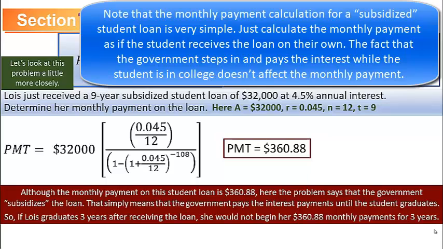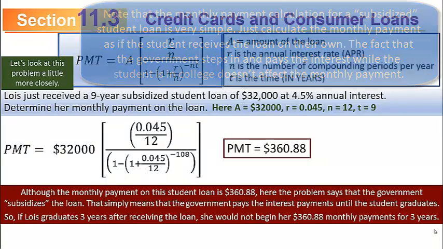So if Lois graduates 3 years after receiving the loan, she would not begin her $360.88 monthly payments for 3 years. So even though she may have borrowed the money when she started school, or maybe a year into school, she doesn't have to pay anything for those 3 years until she graduates.